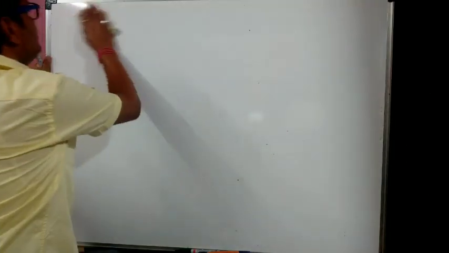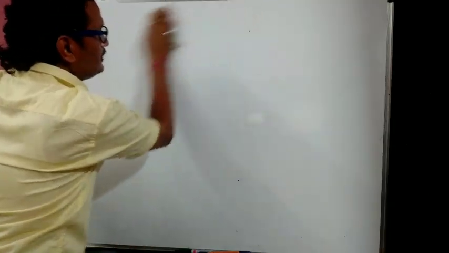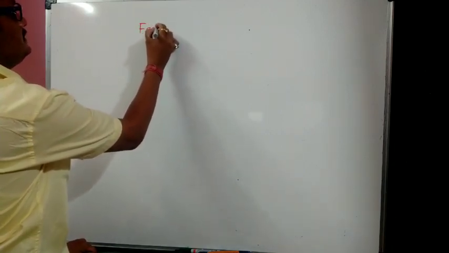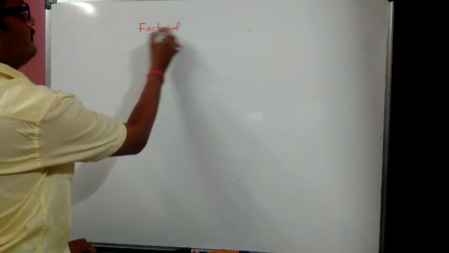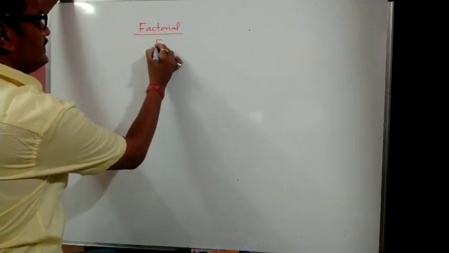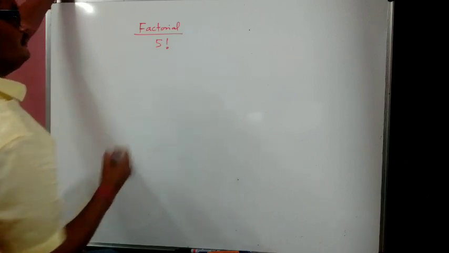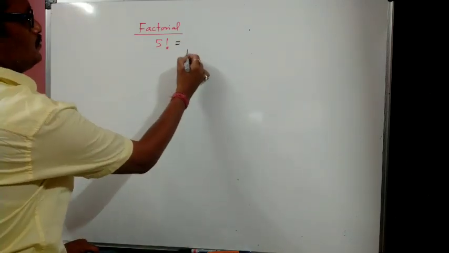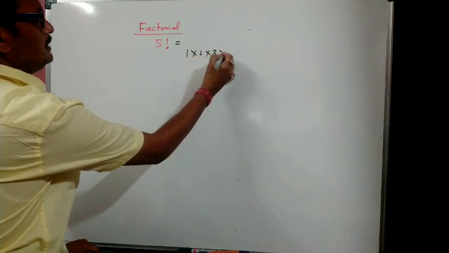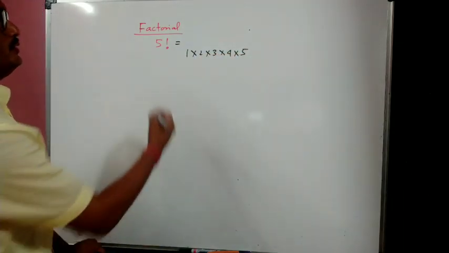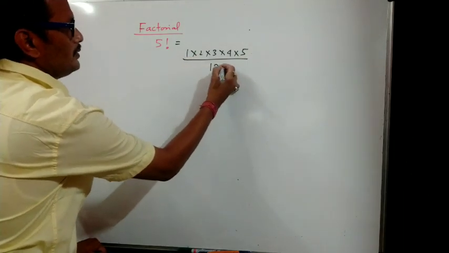Now we have to find the factorial of any number. What will we find? We have to find the factorial. Suppose any number, suppose the number is 5. This is the factorial of 5. What is the meaning of this? That means this is 1 into 2 into 3 into 4 into 5. So when you calculate all the things, your answer will be 120.